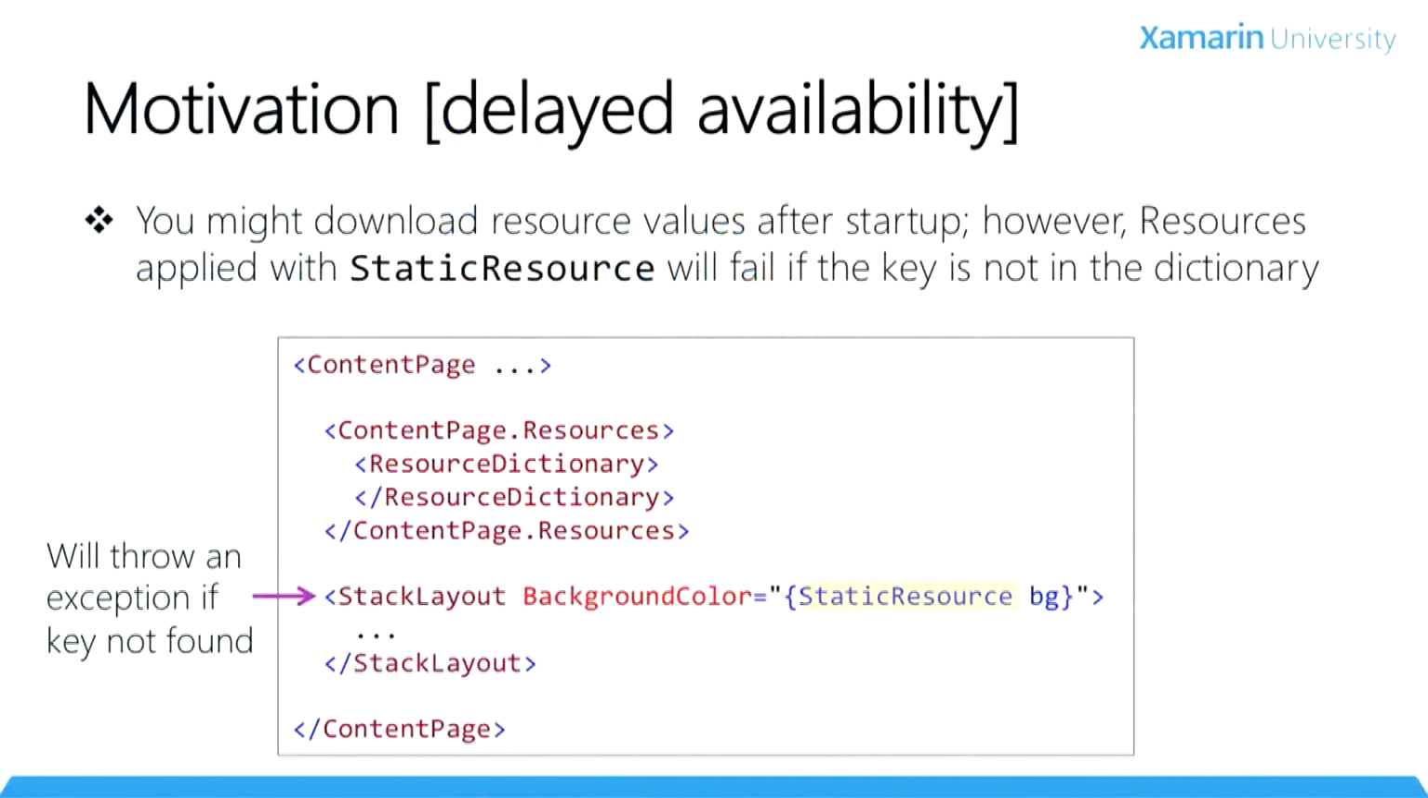Sometimes you might not have the resource values ready when your UI is being created. So for example, you might store your user preferences on a server and load them when you launch. Static resources won't work for this case. If you remember, with static resources, if the key is not in the dictionary, it'll end up throwing a runtime exception.